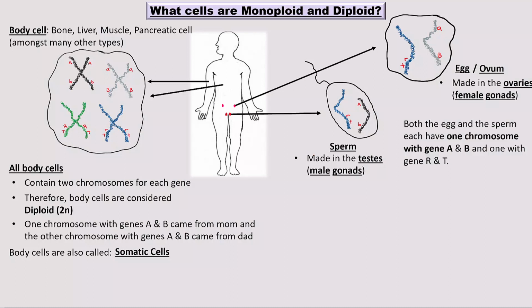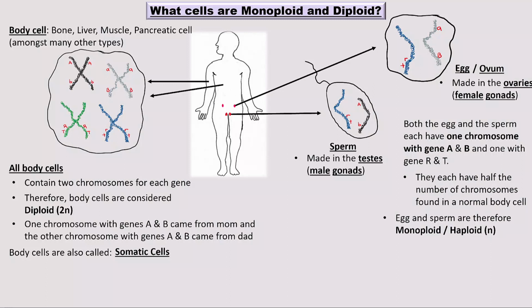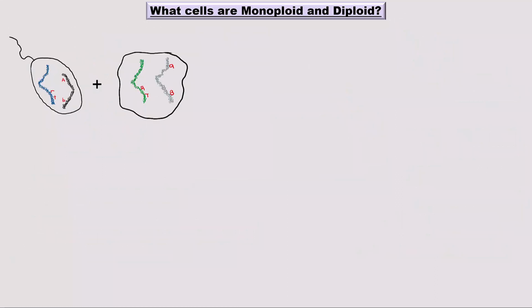Both the egg and the sperm only have one chromosome for gene A and B and one chromosome for gene R and T. Therefore, they're going to be called monoploid. They also have half the amount of chromosomes as the body cells we just looked at. So monoploid cells are also referred to as haploid cells, represented by the letter N. Sex cells also have another name called gametes. So, what cells are monoploid, diploid? We know sex cells are monoploid, body cells are diploid.